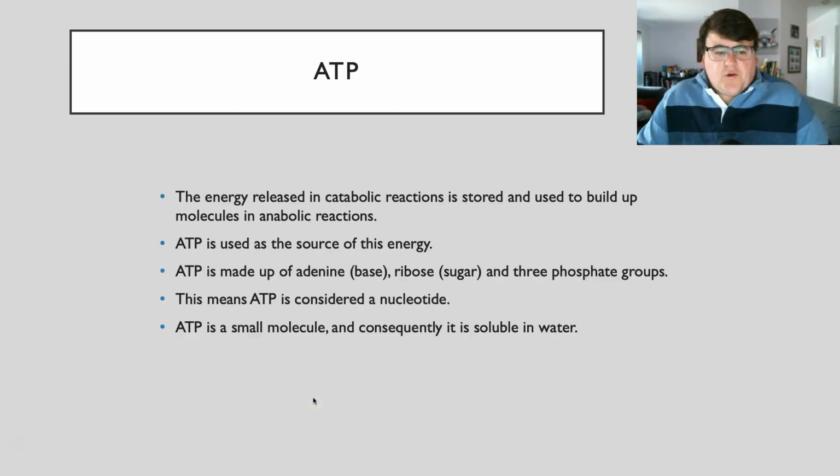ATP. We've talked about ATP a lot in this video and in the last video as well, so it's probably important that we know what ATP is. ATP is the source of energy in anabolic and catabolic reactions. Truthfully, that energy is recycled. When a catabolic reaction takes place and releases the energy from the bonds of a large molecule, that energy is stored as ATP and later used to build up a large molecule again in an anabolic reaction.